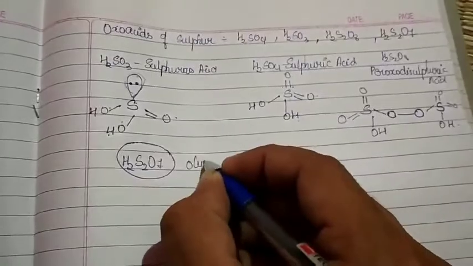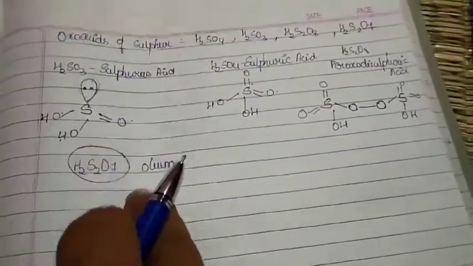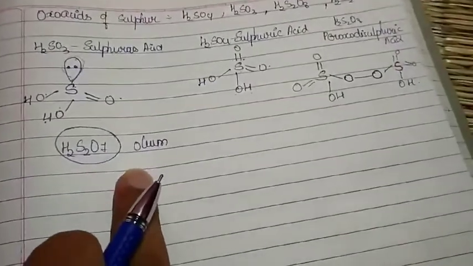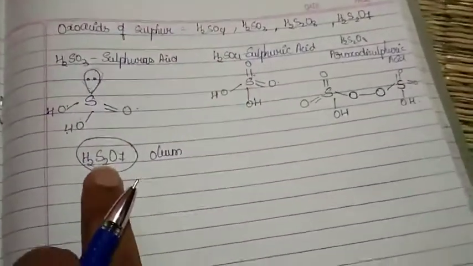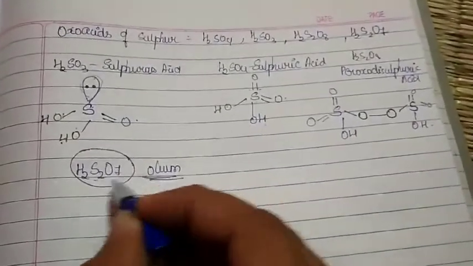Okay, oleum. Why am I saying it is important? Because this is also one of the important products in the manufacture of sulfuric acid. Only after this product comes do we go to the last process. The name is oleum. Okay, just see the formula.